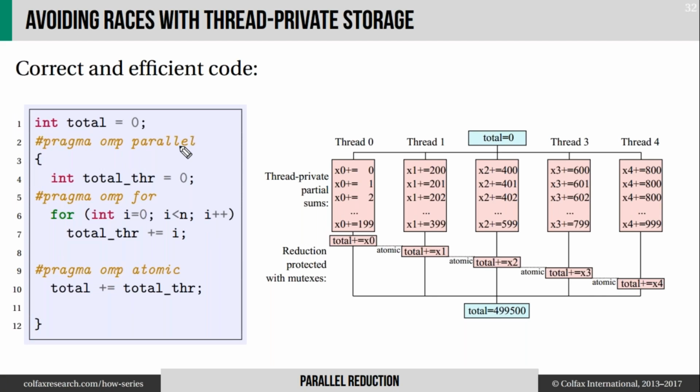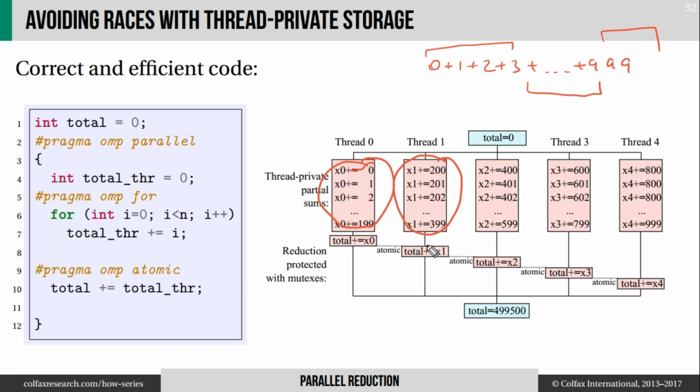So this is an alternative solution. It produces the same results and the same performance as the code on the previous slide, but it shows what happens behind the scenes. If I want to parallelize this sum, 0 plus 1 plus 2 plus 3 and so on plus 999, I can assign different parts of the sum to different threads. I'm already doing that, right? Thread 0 will add numbers from 0 to 200. Thread 1 will add numbers from 200 through 400 and so on.